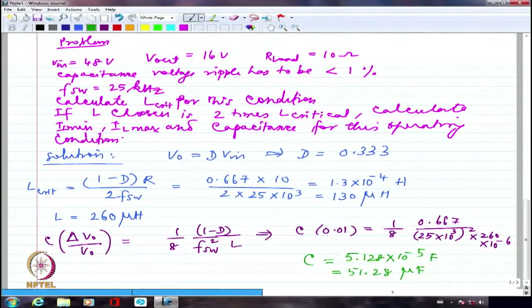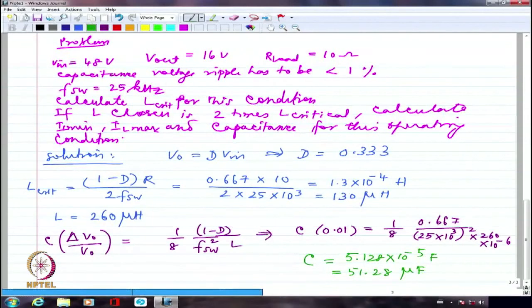How will you calculate IL max and IL minimum? We have the expression already, right? Delta IL you can definitely calculate, and you know what is the average value. So delta IL, once you calculate, delta IL by 2 plus I naught average. That is IL average is I naught. So I naught is 16 divided by 10, 1.6 ampere. So 1.6 ampere plus delta IL by 2 will be I max, and 1.6 ampere minus delta IL by 2 will be your I minimum. Right? As simple as that. So you should be able to calculate IL max and IL minimum.